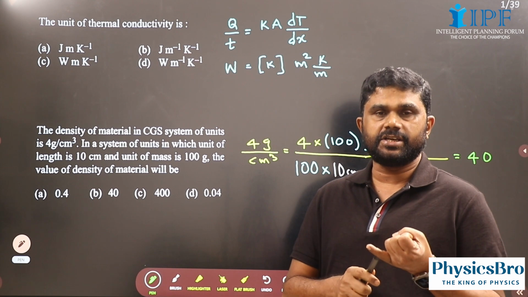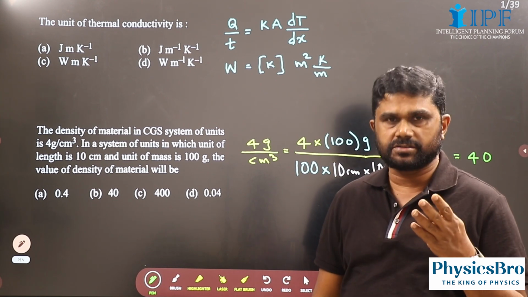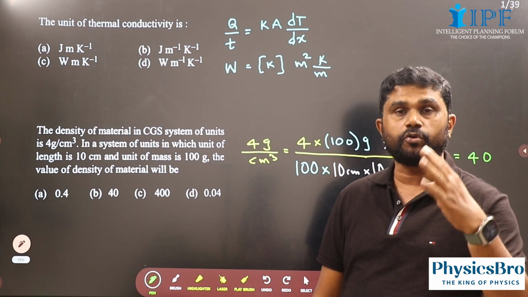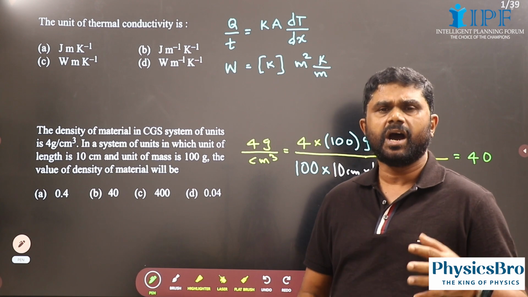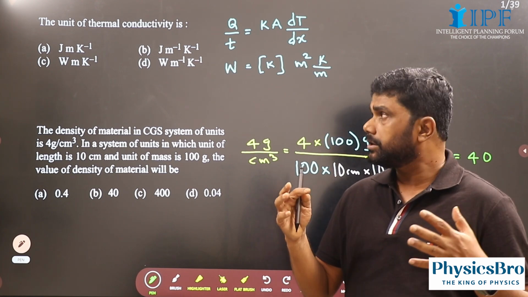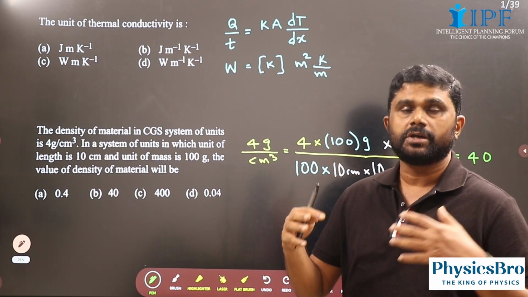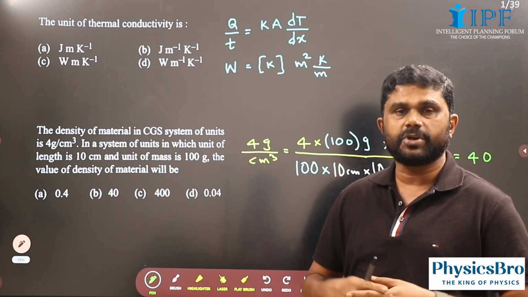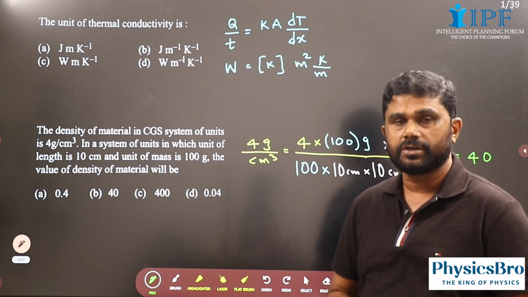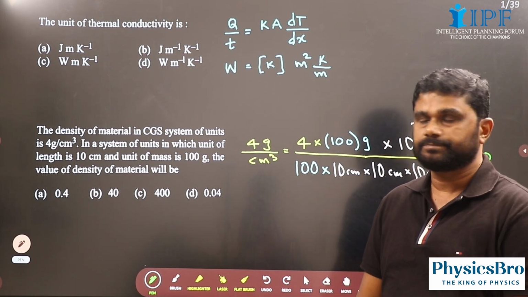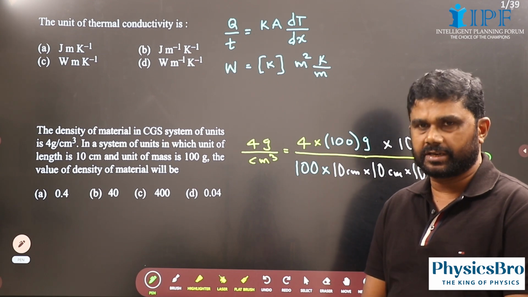See, thermal conductivity, Planck's constant, universal gravitation constant, and Stefan's constant. See, these four constants or these four quantities are very important. You must know the units, or at least you should know how to find the units or the dimensions of these quantities, because these quantities are most popular quantities for the NEET exam. Okay. So first let us see the unit of thermal conductivity.